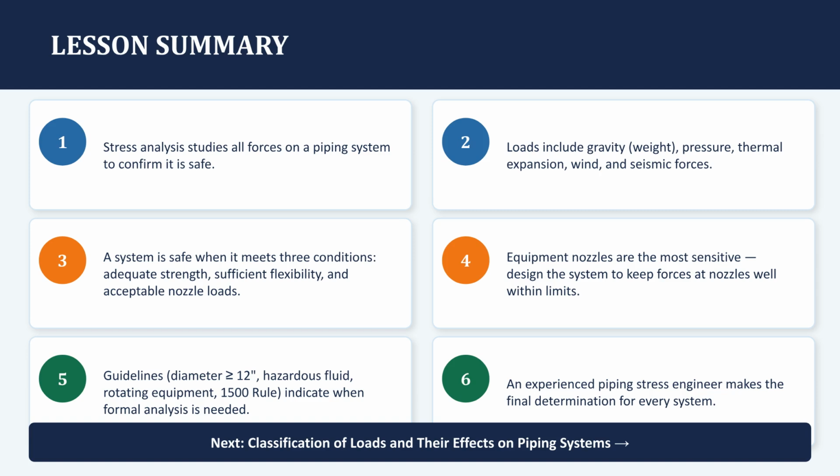Point 4. Equipment nozzles are the most sensitive part of the system. Engineers must design carefully to keep forces at these nozzles well within the manufacturer's allowable limits. Point 5. Several industry guidelines help identify when formal analysis is needed: a diameter of 12 inches or greater, hazardous fluid service, connection to rotating equipment, and the 1500 rule we just calculated together. Point 6. And ultimately, no matter what the guidelines say, it is always the experienced piping stress engineer who makes the final determination for every individual system.